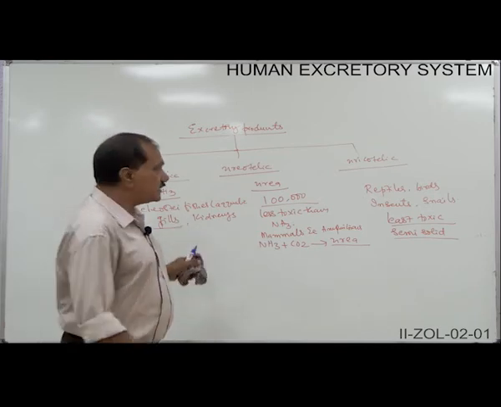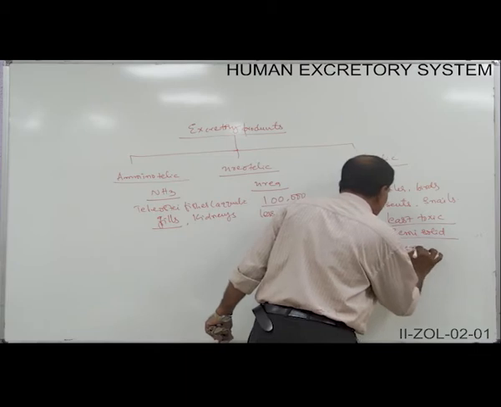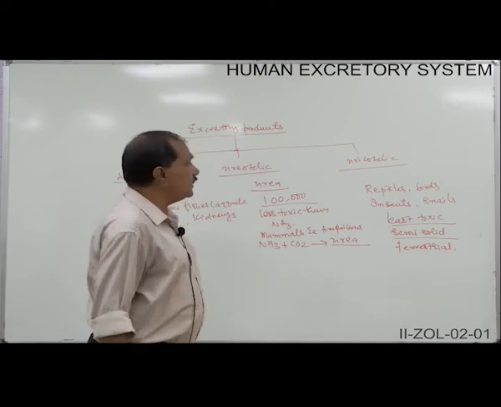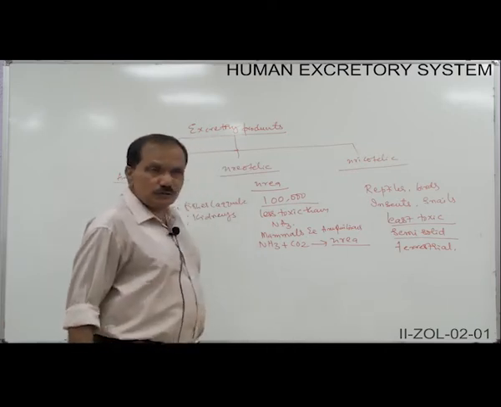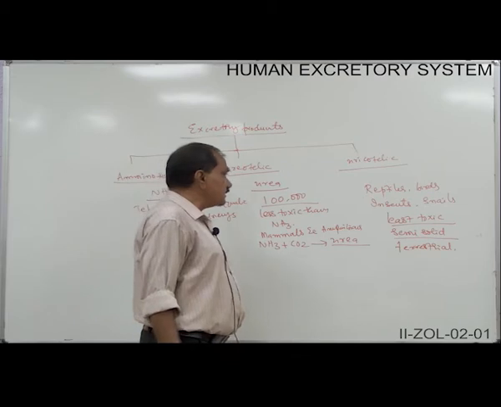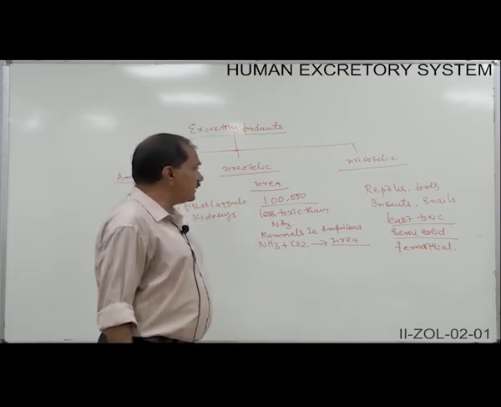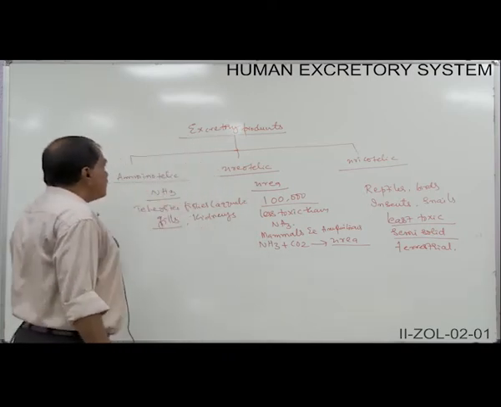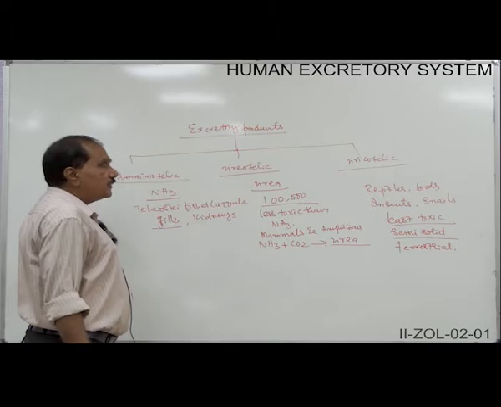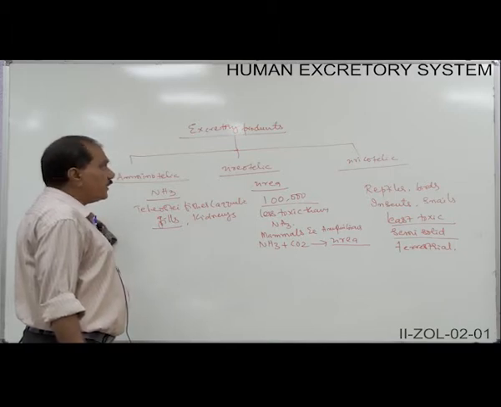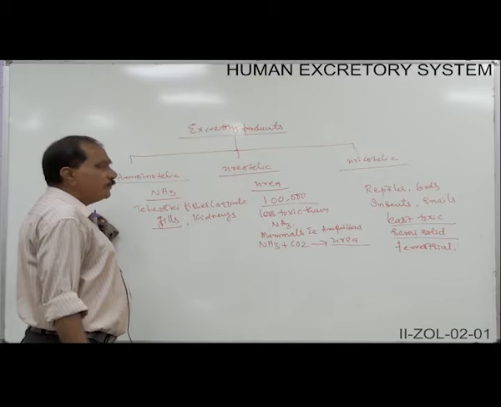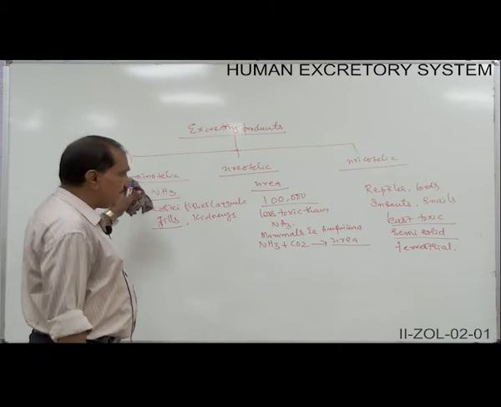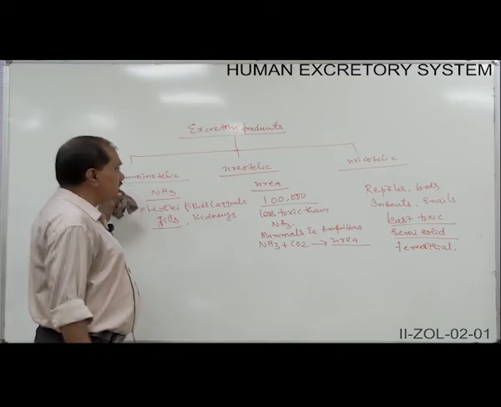Those animals which are terrestrial, which are not getting a proper amount of water, release the uric acid in the form of semi-solids, like reptiles, birds, insects, and snails. These are the three different types of excretory products, and depending upon the excretory product, we make the differences of ammonotelic, ureotelic, and uricotelic animals.